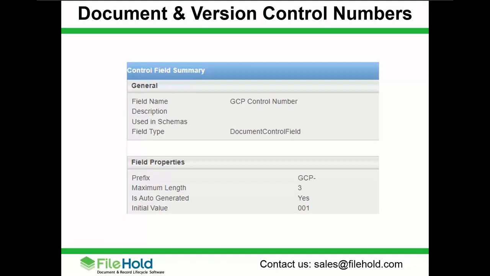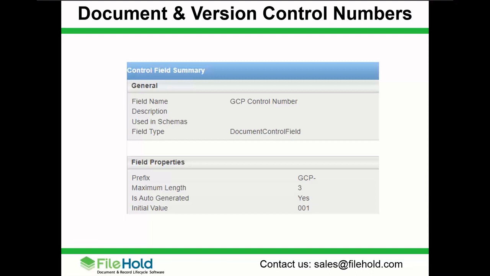Today we're going to be taking a look at our document and our version control numbers. So, two sets of values that, if you're a FileHold user, anytime you've set up a document type or a schema, you know you've seen the document control numbers down below the version control numbers. We're going to have a look at these and explain what they are and how we can use them.